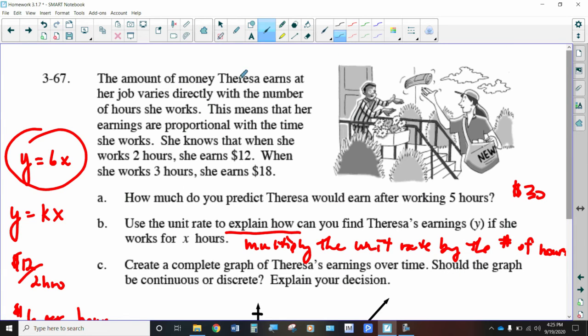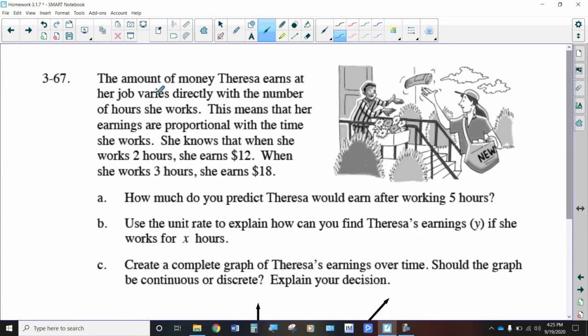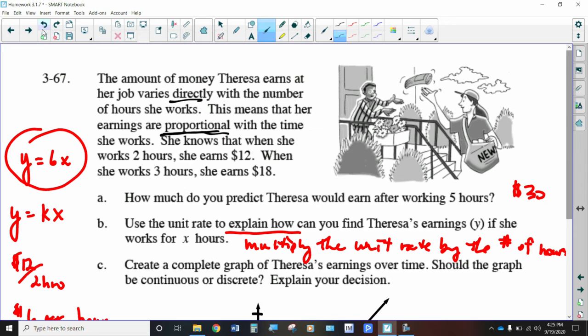All right, the amount of money Teresa earns at her job varies directly with the number of hours she works. This is a way of saying that it's a proportional relationship. Varying directly tells you it's proportional. So she knows that when she works 2 hours, she earns $12. So you can figure out the unit rate and say, okay, well, that means she's earning $6 per hour.